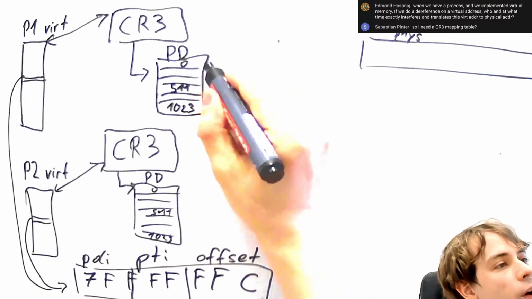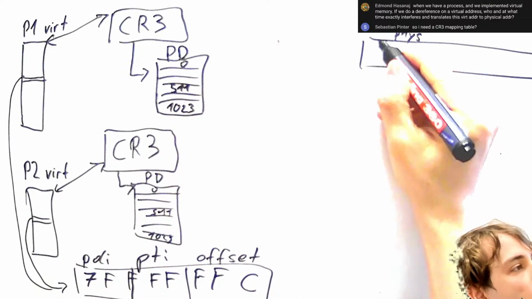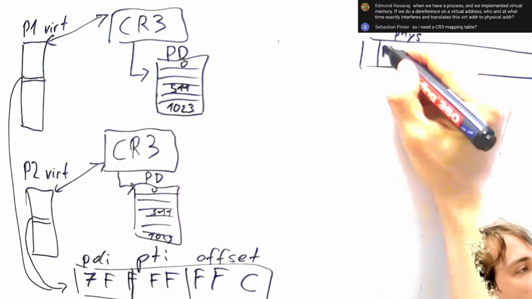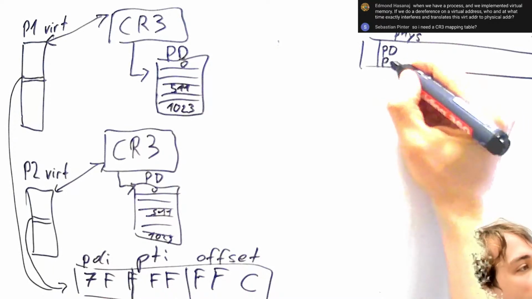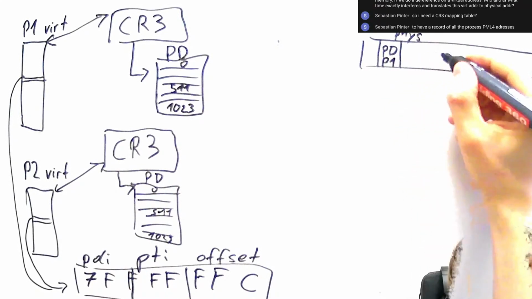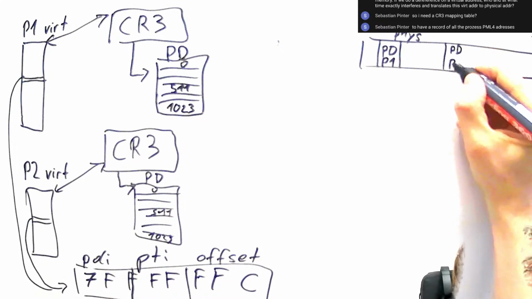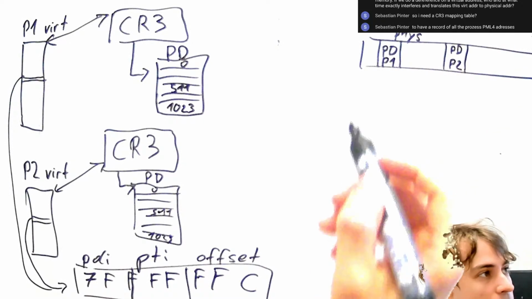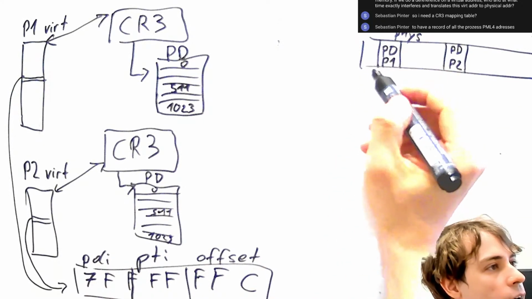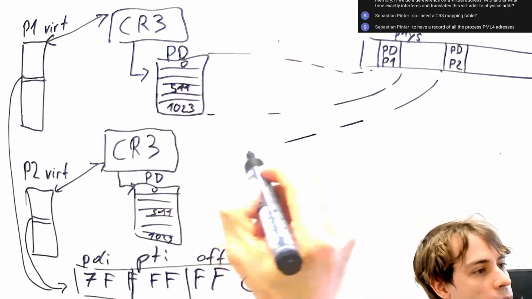Okay, let's say this page directory is here. PD of process 1. And here we have another page. This is the page directory of process 2. So you can see that this is actually here, and this is here.